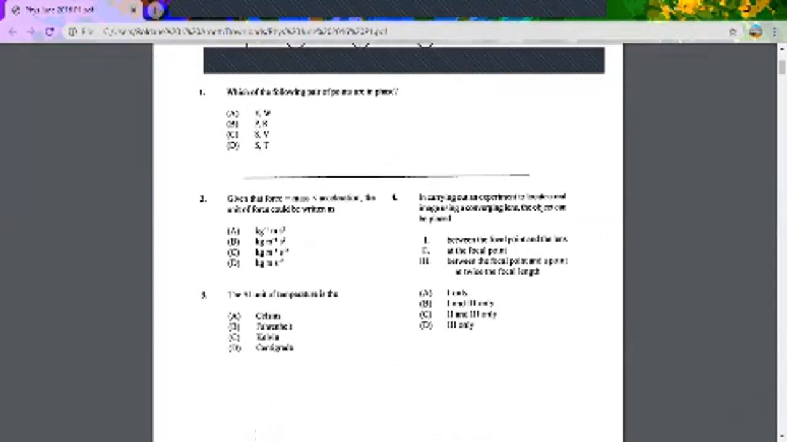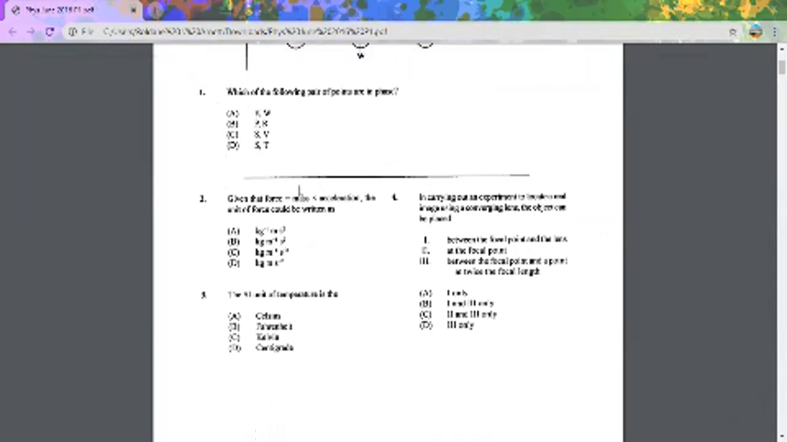Given that force equals mass times acceleration, the unit of force would be written as, so we know the SI unit of mass is, yes, kilogram. And the SI unit of acceleration, excuse my penmanship, is meters per second squared. So that should be an S to the negative 2. So the answer for this question would be right here, D.